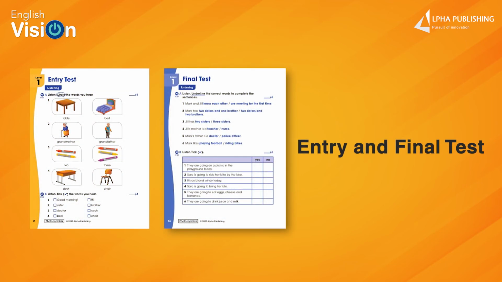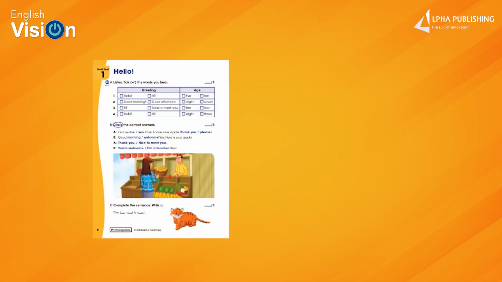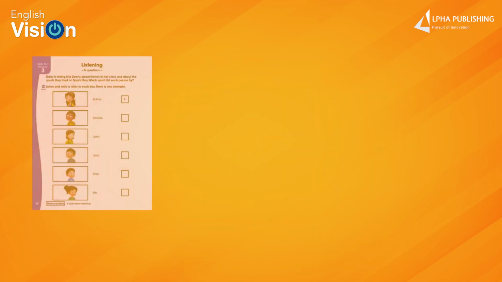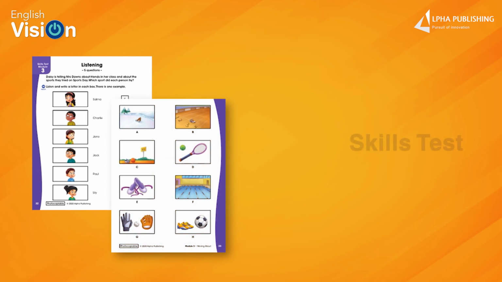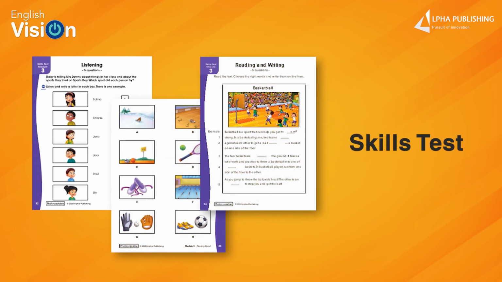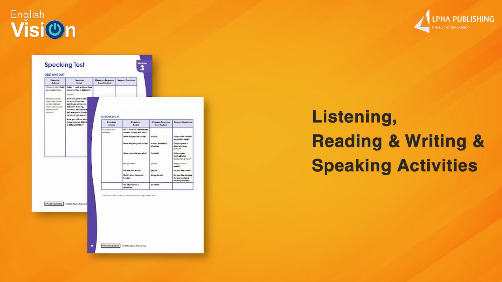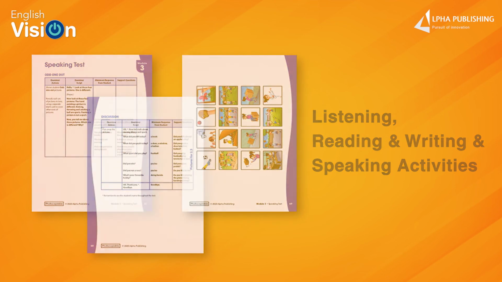In the assessment book, teachers can use the entry and final tests as diagnostic tools to help them assess where their students are at the outset of the academic year and gauge their language acquisition at the end of the course. The assessment book also contains unit tests to allow teachers to measure the learner's knowledge of key language points in the area of vocabulary, grammar, and phonics. At the end of each module in the assessment books, skills tests help assess the learner's acquisition of the previous 3 units, using listening, reading and writing, and speaking activities in the style of the Cambridge YLE tests.